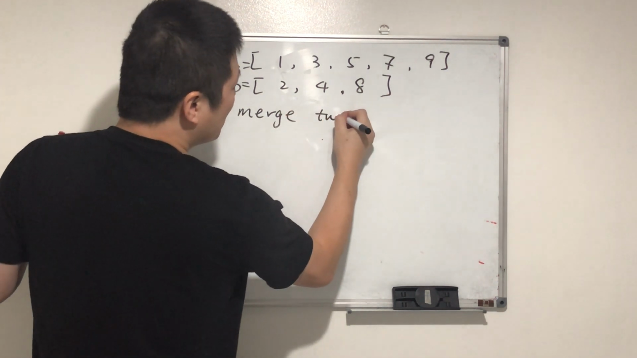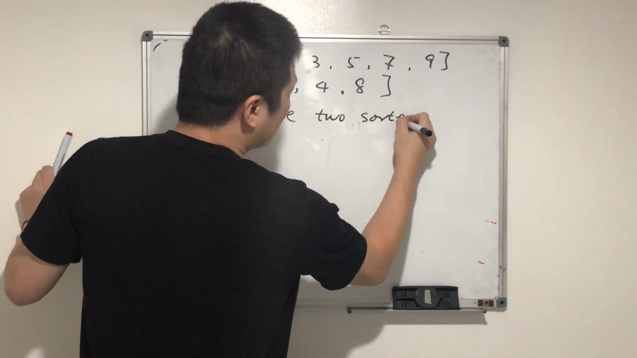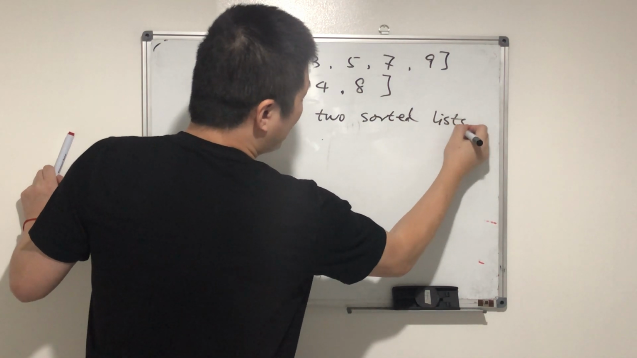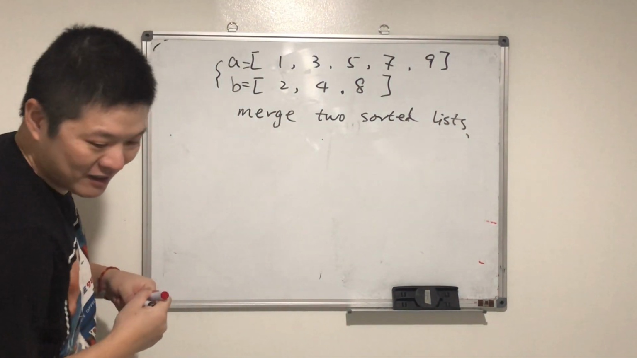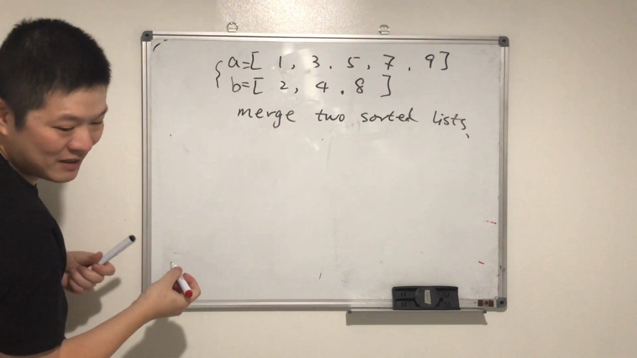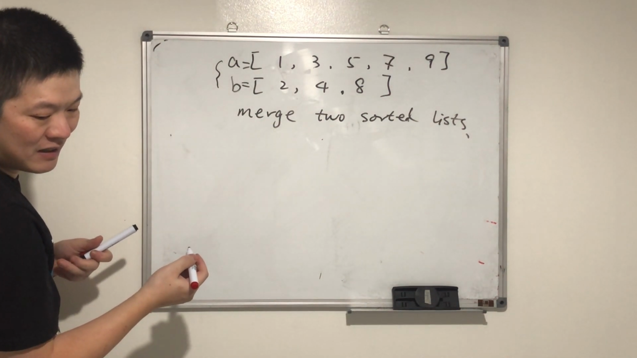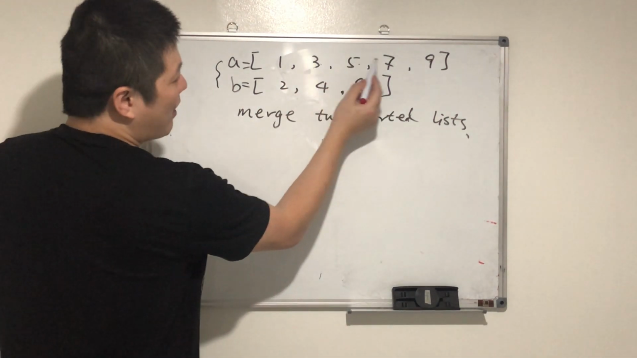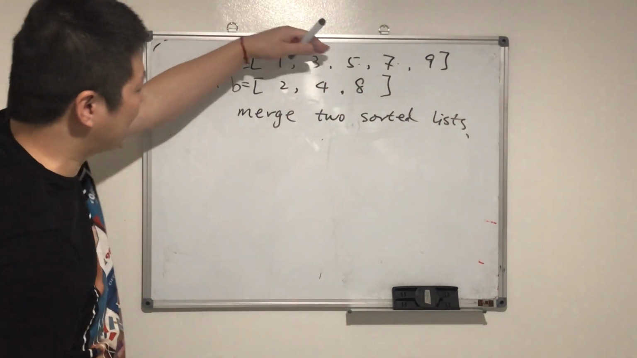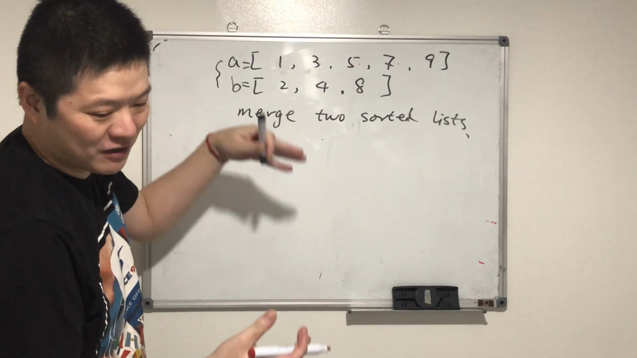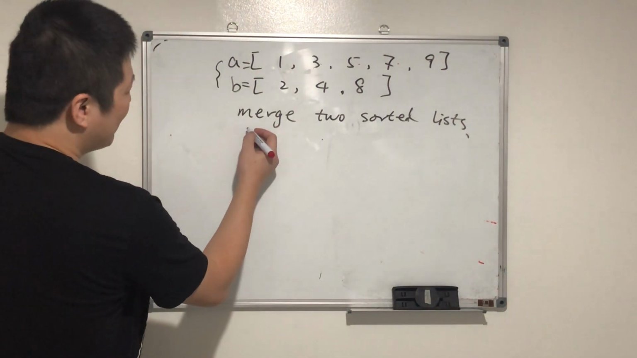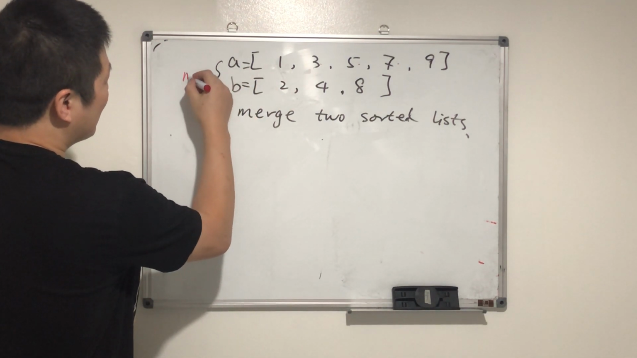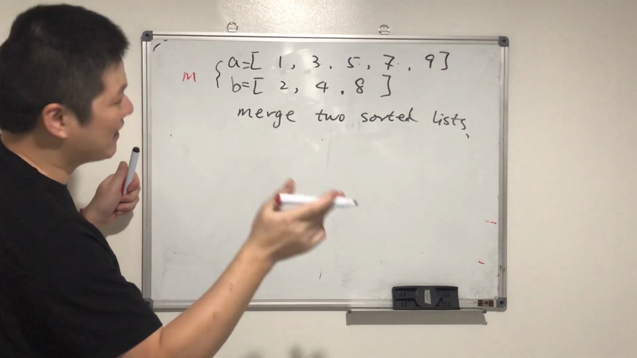Merge two lists into a sorted list. Our task is to merge them. So what's the answer here? Look, this is 1, 3, 5, 7, 9, increasing. This is 2, 4, 8. I want to merge them together so that the result is sorted. So what does that mean? Look, we need 1, 2, 3, 4, 5, 7, 8, 9.